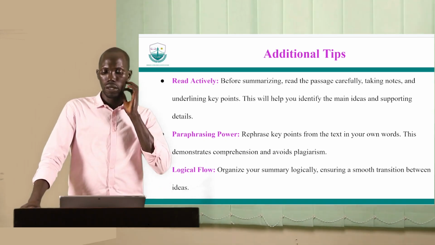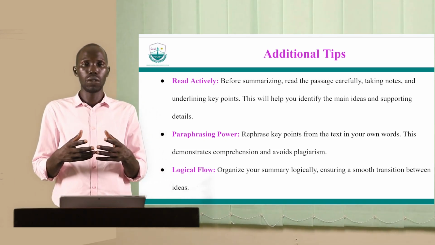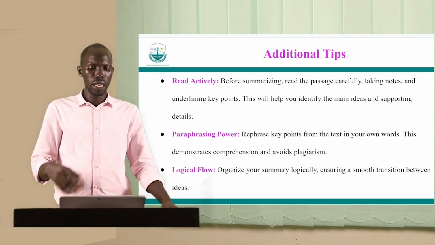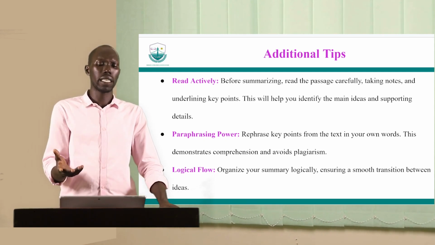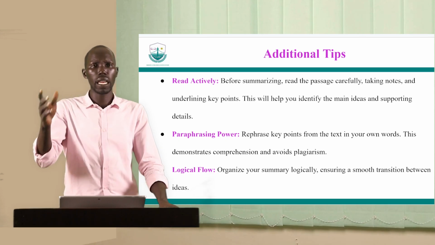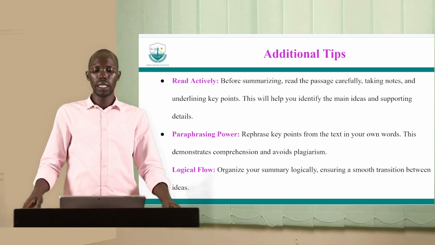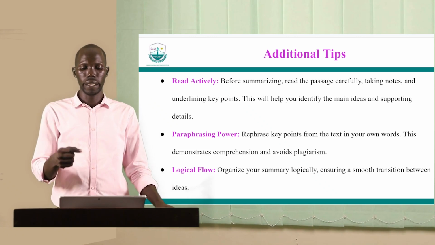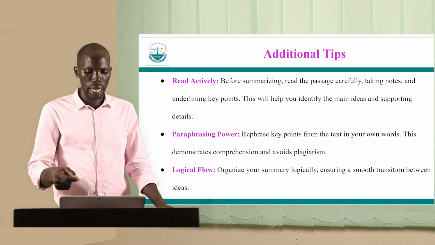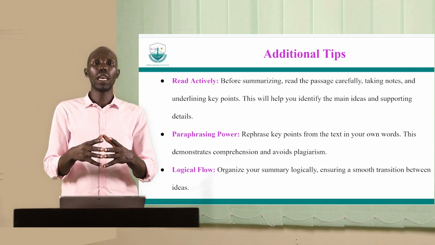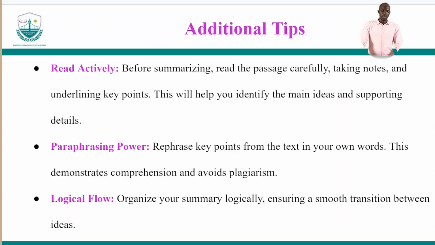In addition to following the instruction, there are some tips that enable you to have a good summary. Which are they? Before you summarize the text, read it and read it actively. Before summarizing, read the passage carefully. Take notes and underline the key points. This will help you identify them. You need to read the text. Additional tips require you to read the text.